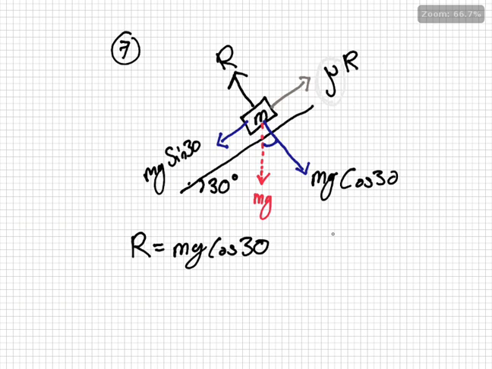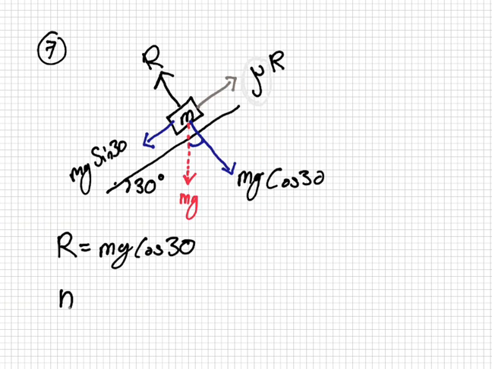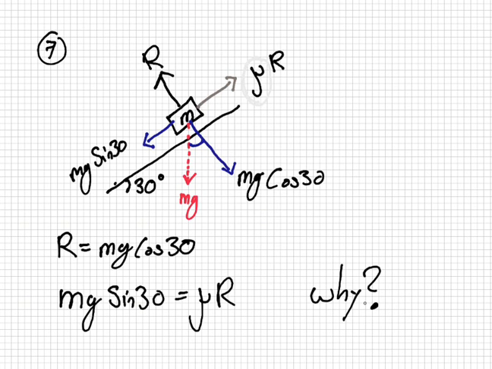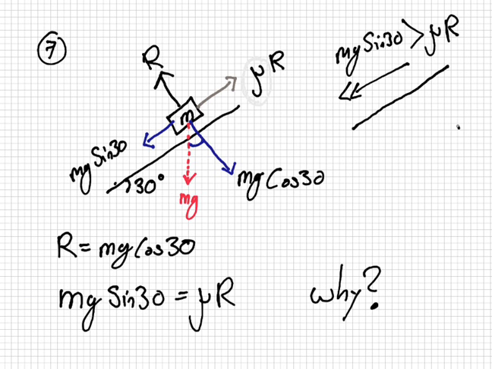Now what's a little more difficult though, we know that mg sine 30 must equal mu R. But my question is why? Yeah, but why is it equal? It should be greater than... Yeah, you think this one, it's moving this way, isn't it? So you think mg sine 30 should be bigger than mu R? Yes? No. No. Now, wait.